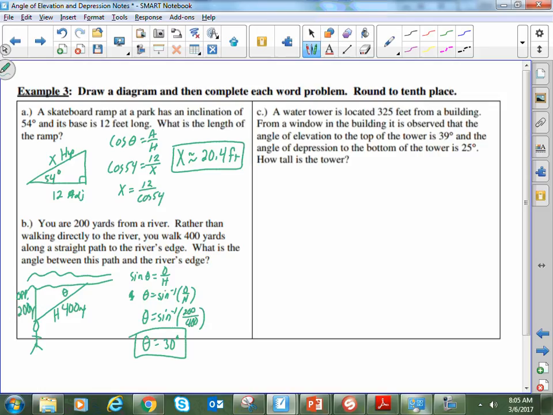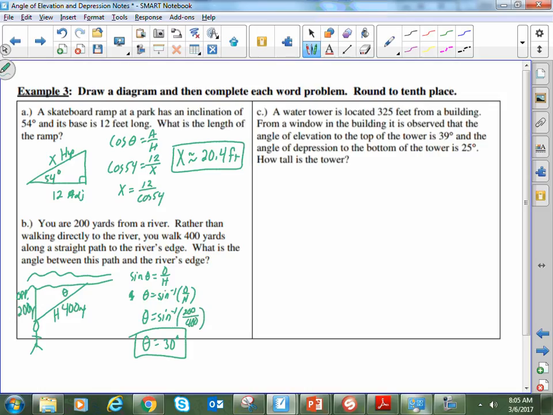So the last one here is a really good question. I really like it a lot because it makes you think about how it looks, what the angles are that you're working with, and what the triangle looks like. A water tower is located 325 feet away from a building.